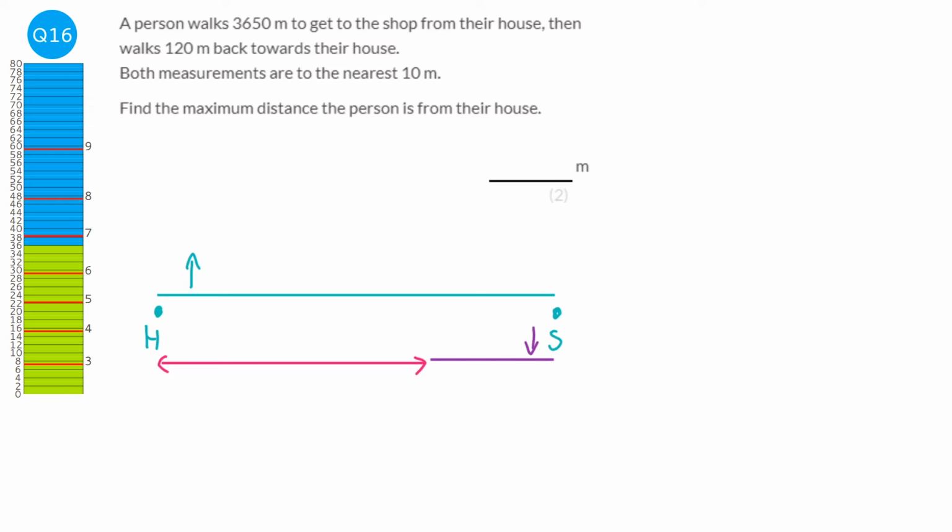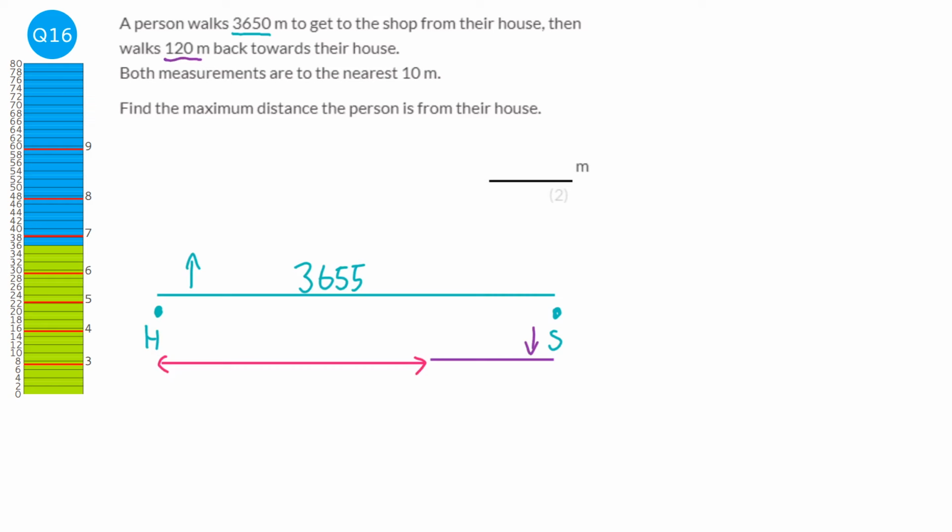So we're going to find the maximum for the 3,750. So it's to the nearest 10. And a trick you can do to find out what the upper bound is going to be is just half the accuracy. So 10 meters to the nearest 10, half of that would be 5. And then just add that on. So that's going to be 3,655. That's the upper limit. We want to minimize this distance, which is 120.